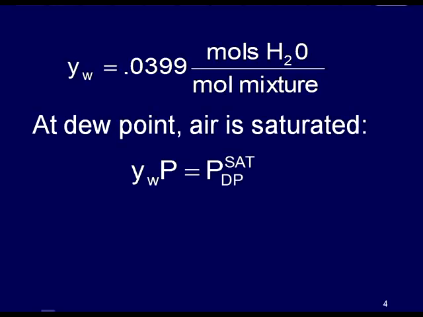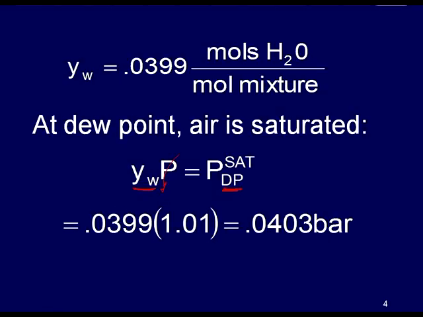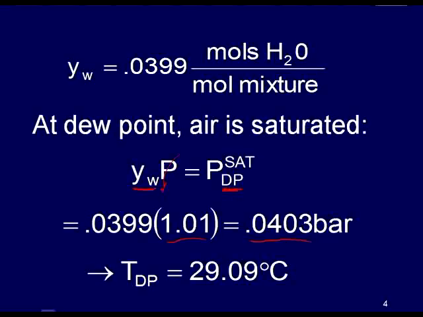So y_w P would equal P saturated at the dew point. The temperature that gives us this y that we already know is 0.0399 times the pressure, which we're looking at 1 atmosphere, which is 1.01 bar, so the vapor pressure at the dew point would be 0.04 bar, 0.0403. In your steam tables, you'll find that that occurs at a temperature of a little over 29 degrees C. So cooling it down from 33 to 29, we've reached the dew point. So that's what the dew point is.